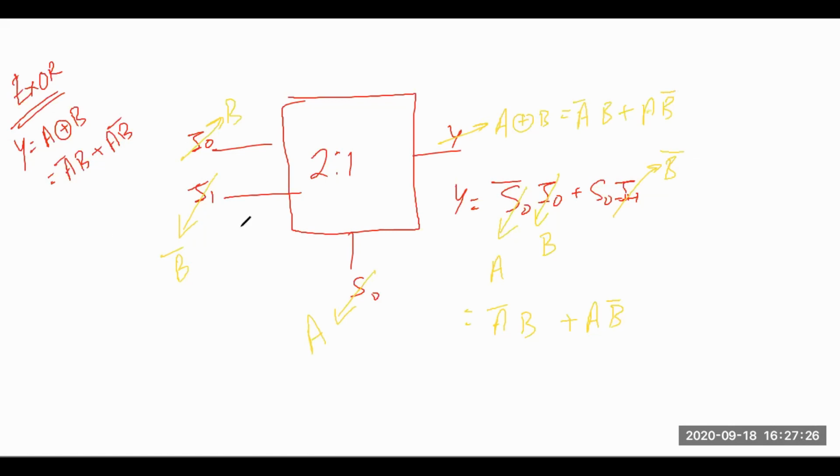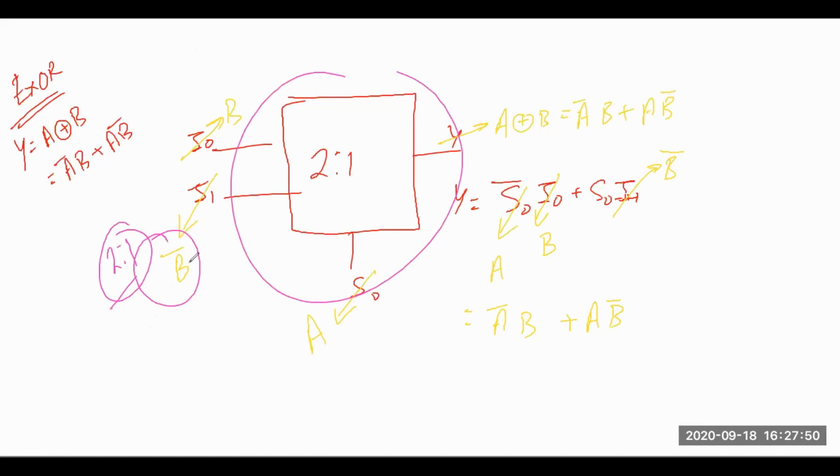And again the same problem. If somebody asks you how many 2 is to 1 multiplexers are required for implementation of a 2 input XOR gate, your answer needs to be 2. 2 is the correct answer, not 1, because you need to have this implementation, that is compulsory. One 2 is to 1 is also required for this case, B bar.